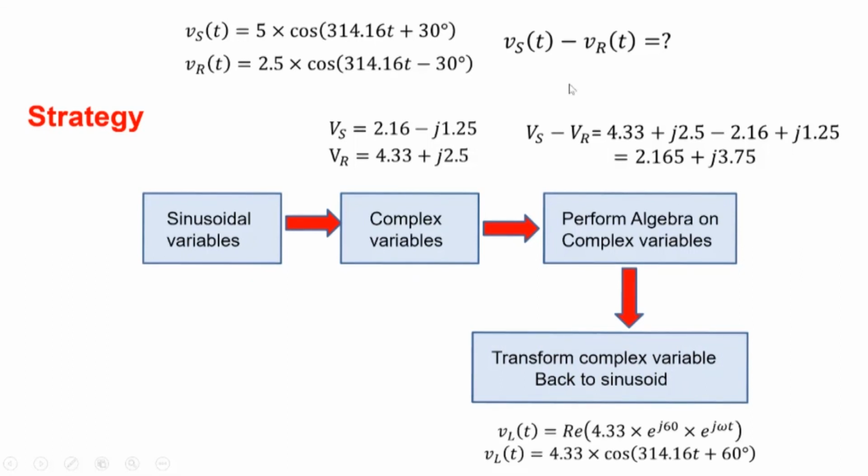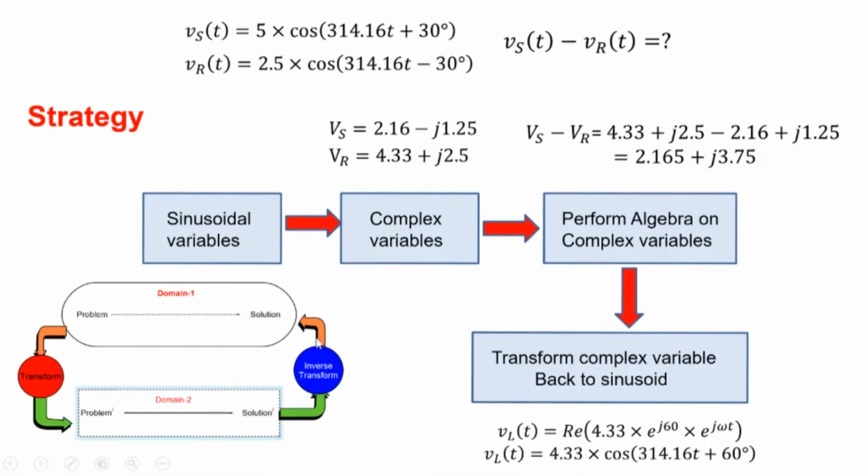So the signal that you're looking for will be this signal here, which can be written as 4.33 into e to the power j60 into e to the power j omega t. Take the real part and you get this here. Right? So you want to work with sinusoids, and what we are saying is work with these complex numbers here, and the analysis becomes much simpler, and then in the end revert it back to the sinusoid that you're looking for here.